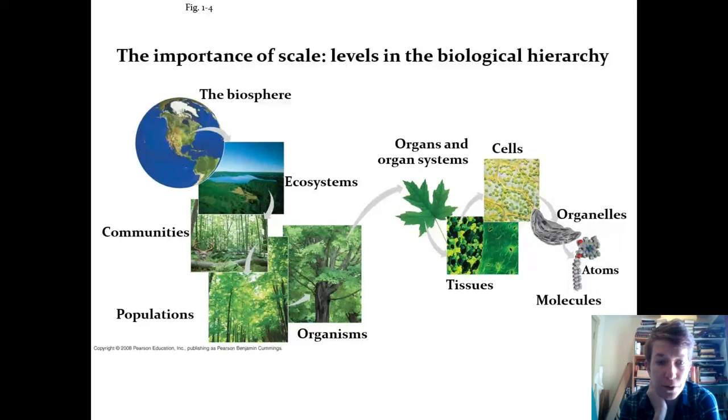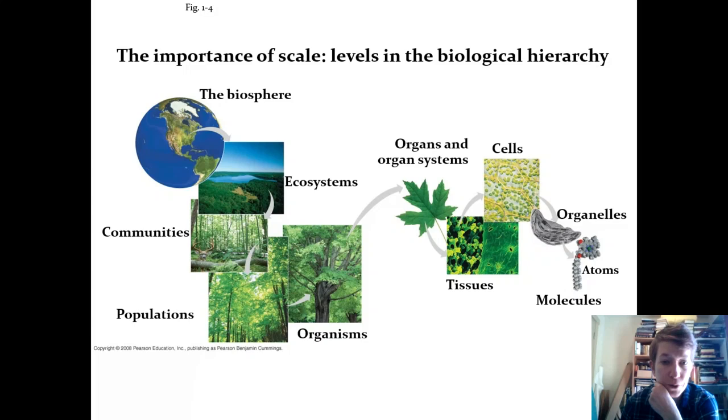When you have a group of organisms that are all the same species, that's what we call a population. So here we've got one tree in this case. In this kind of tree, one tree is an organism. And a whole group of that species of tree would be a population. We can also talk about, say, the population of humans in Renton, Washington, the population of gray squirrels in Seward Park.